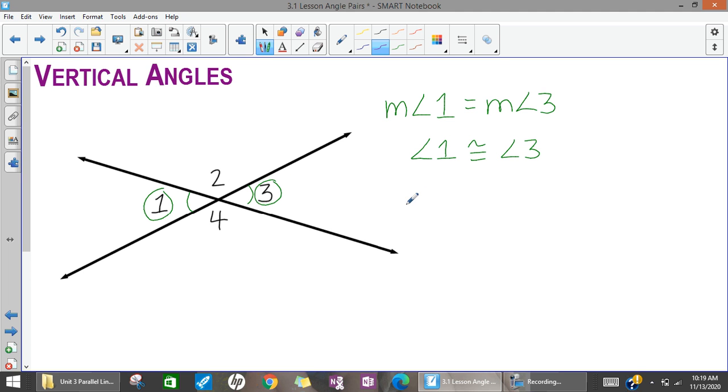So that also means that the measure of angle 2 is equal to the measure of angle 4. They're vertical angles across from each other. So we can say that angle 2 is congruent to angle 4. And I'm going to put 2 arcs in there because those 2 angles are congruent to each other, but they're not congruent to angle 1 and 3.